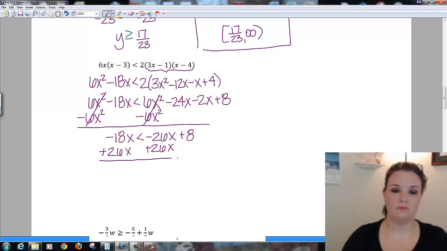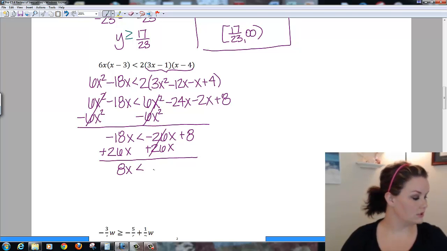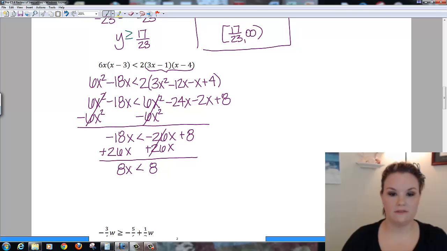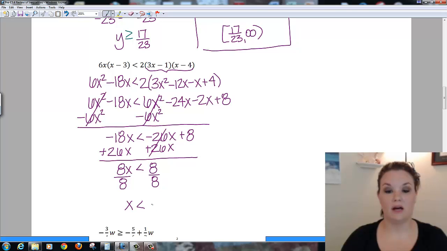So I'm going to go ahead and just move all my x's to the left. So I'm going to add 26x to both sides, which leaves me with 8x is less than 8. Okay? And then all I have to do is divide off my 8. Now notice I'm dividing by a positive. So anytime you divide by a positive, that doesn't do anything to your symbol. It still stays a less than. So this gives me x is less than 1.